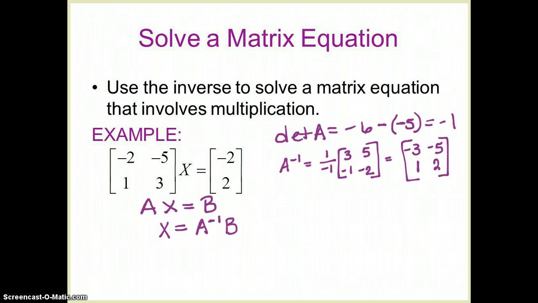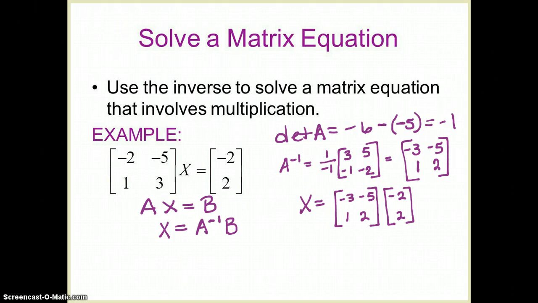So now that I have that inverse matrix, the last step is to then solve for X by simply taking the inverse matrix that I just found. So we'll use negative 3, negative 5, 1, and 2. And we're going to multiply that times matrix B, which was negative 2, 2.